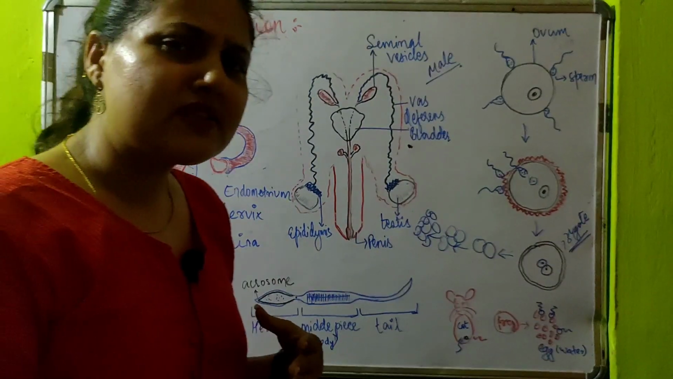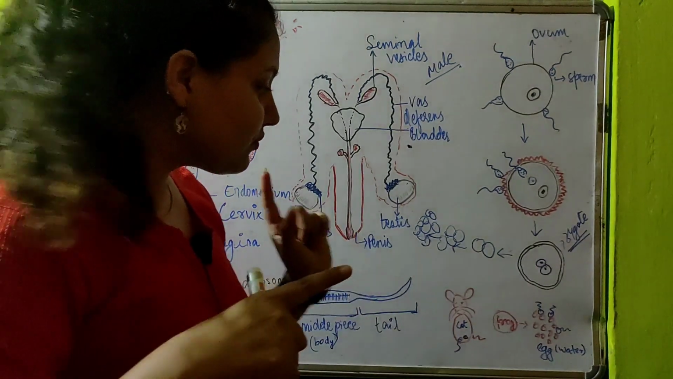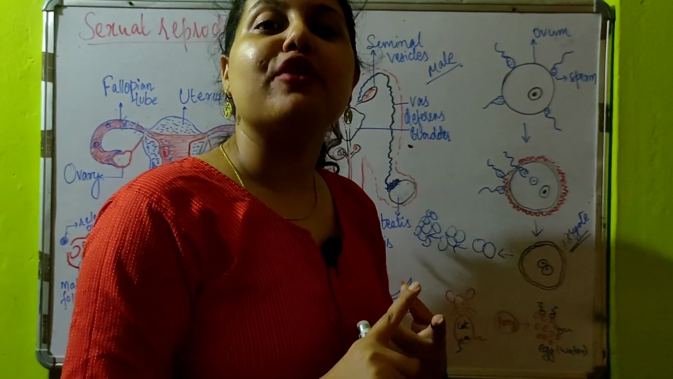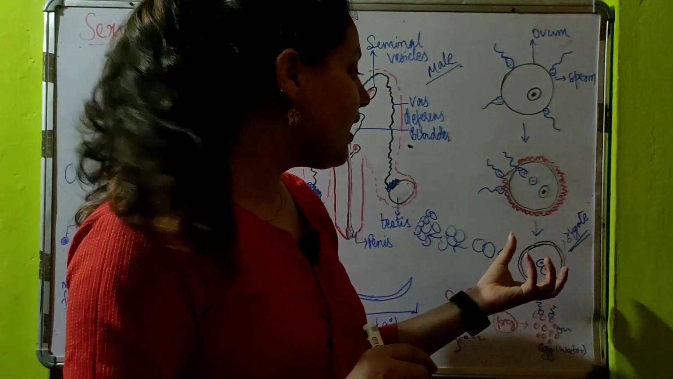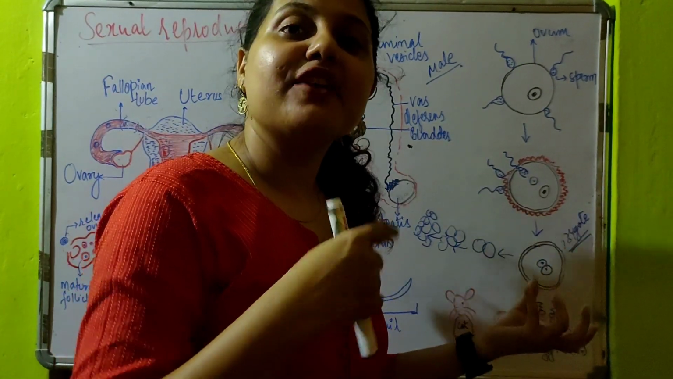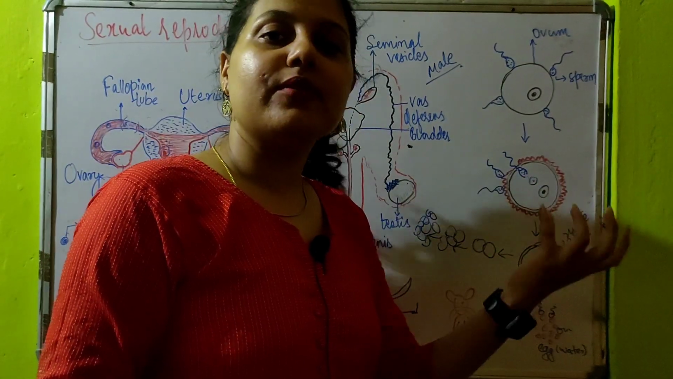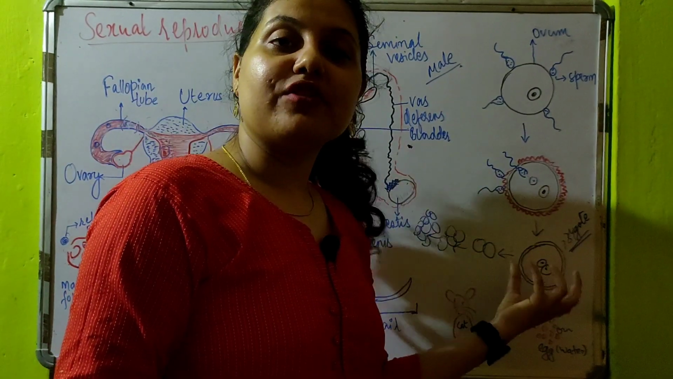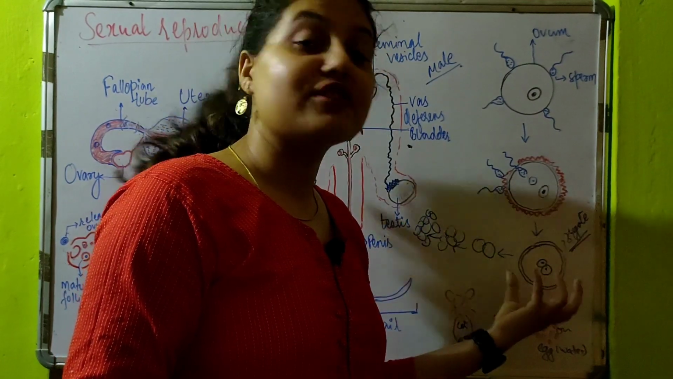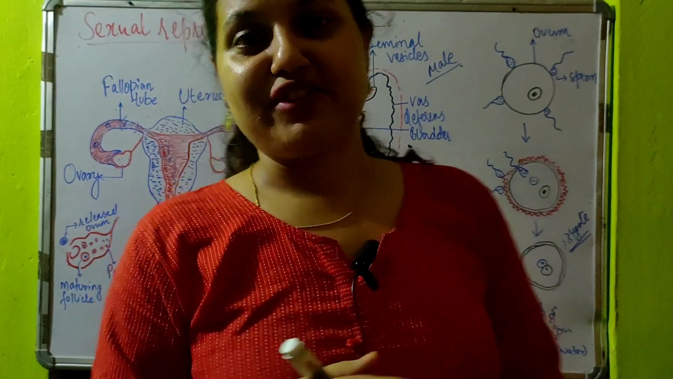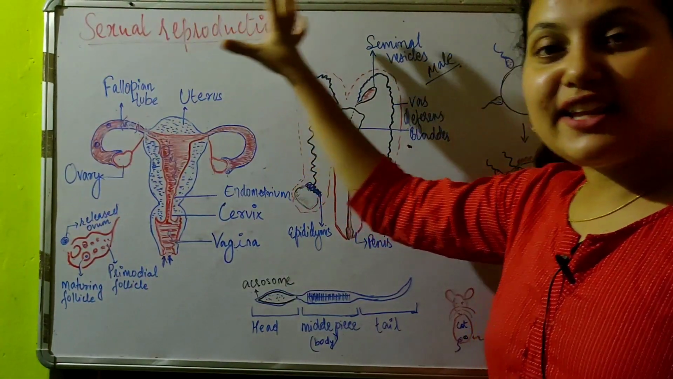So now again I am asking you, what is fertilization? When the sperm and egg, sperm and ovum, fuse, they form zygote, okay, and that process is known as fertilization. The cell thus formed is known as zygote, and the process is known as fertilization. Okay, I hope this thing is clear to you.